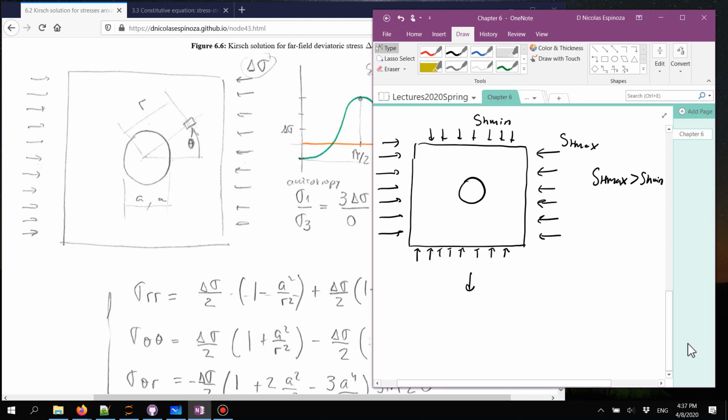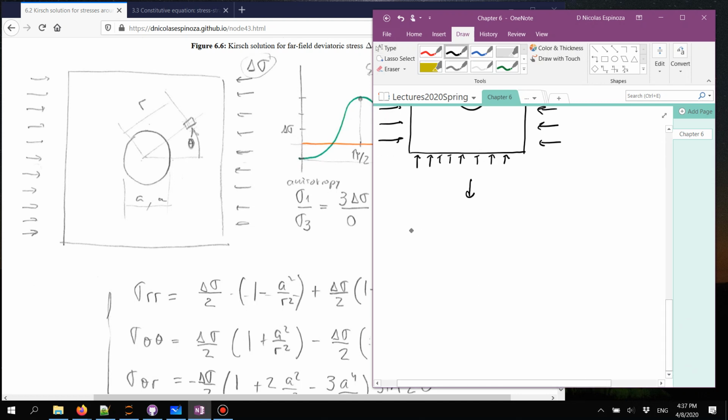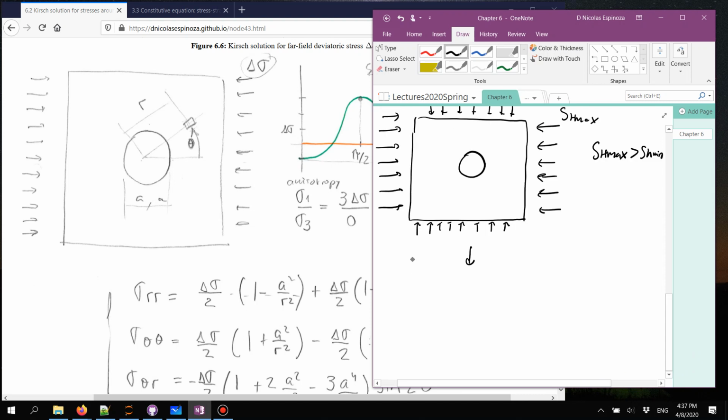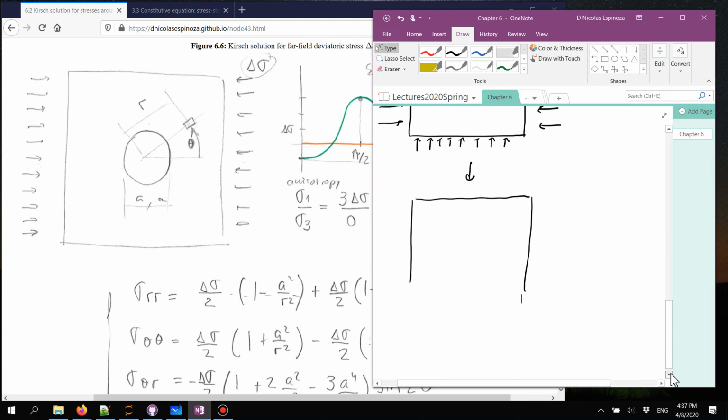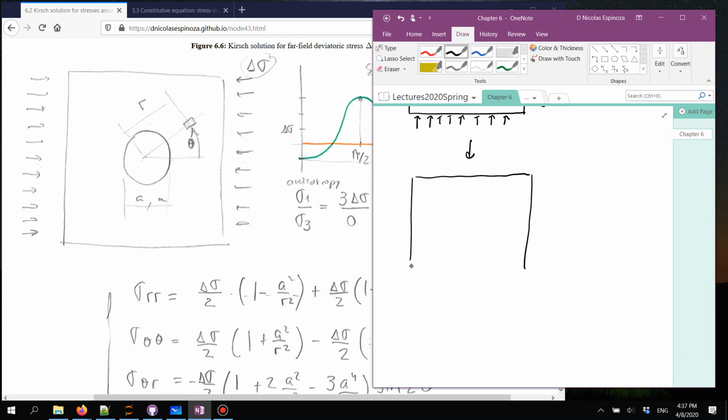So when that's the case, what I'm going to do is I'm just going to solve this problem for the case in which I'm going to do what I have on the left, and is to consider that there is no stress on the direction of SH min in this case, and we do have stress in the direction of SH max, and this is going to be delta sigma, where this is a cavity.